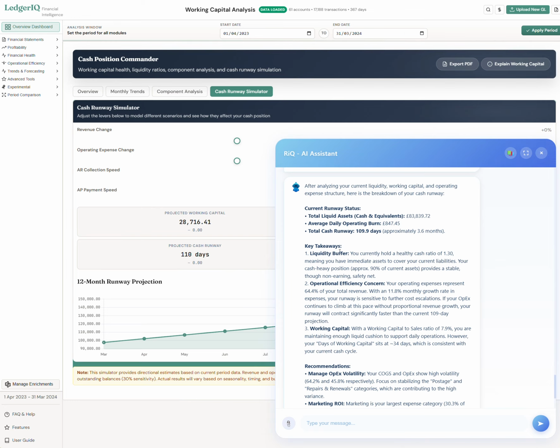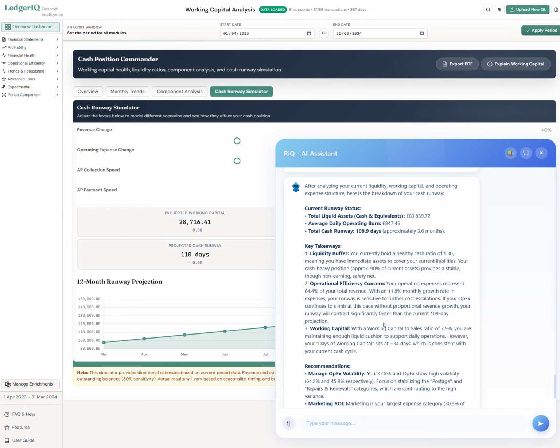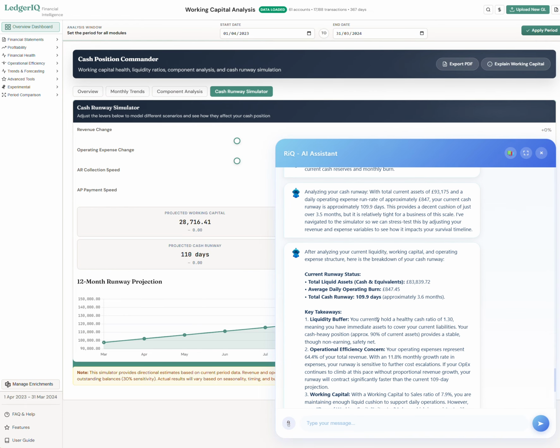So let's see, key takeaways: liquidity buffer, operational efficiency concern, and working capital. And it gives us recommendations. That is awesome, and it's exactly what business owners like to see.